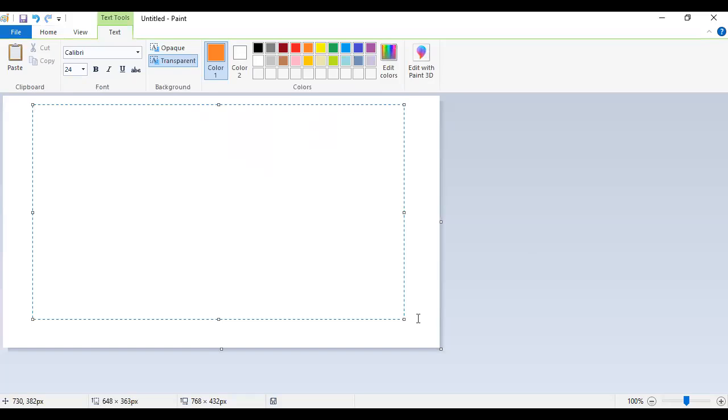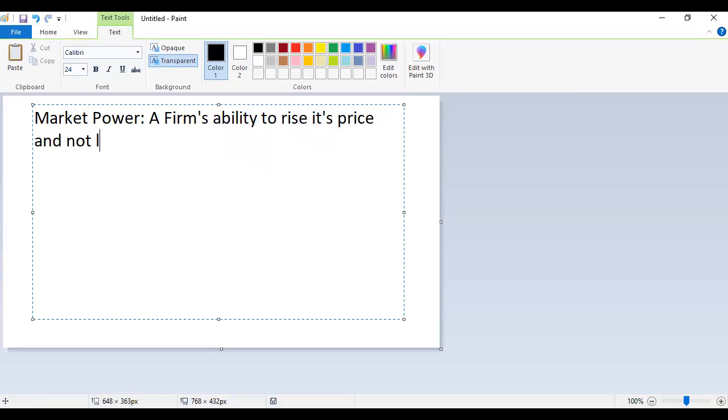Market power is basically a firm's ability to raise its price and not lose customers. It's a firm's ability to raise prices and not lose customers. That's it. Is there any questions about that?